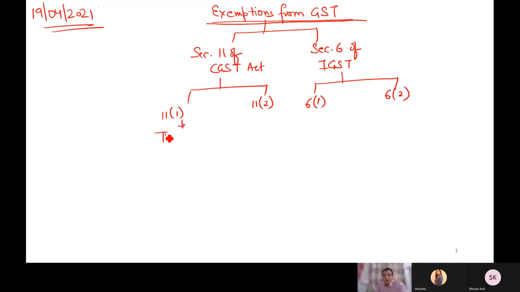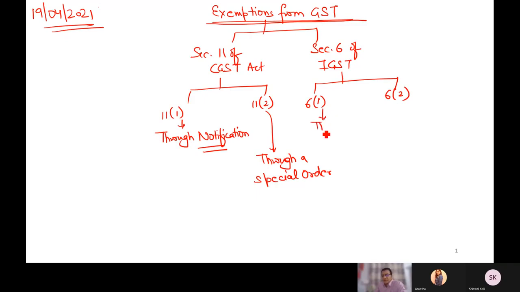Now here the government has the power, through notification, government can exempt goods or services from GST. Here government can exempt through a special order. When any special exceptional situation arises, they can specially issue an order to make that particular good or service tax free. Tax free means exempt from GST. Same is the case here. Here it is through notification and under 6 subsection 2 it is through special order.